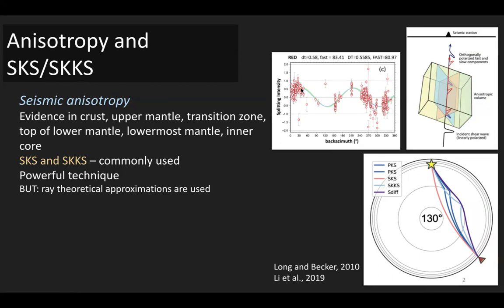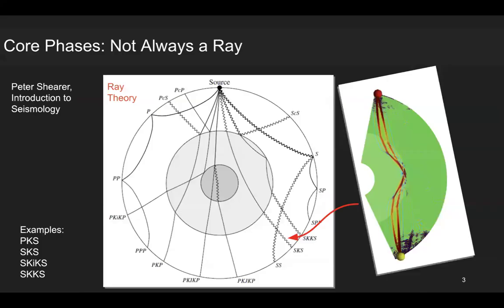Here's some observations of shear wave splitting as a function of back azimuth for SKS. It can really vary. There's lots of heterogeneity. And that was the driving force: why is there all this heterogeneity, and how can we understand it?